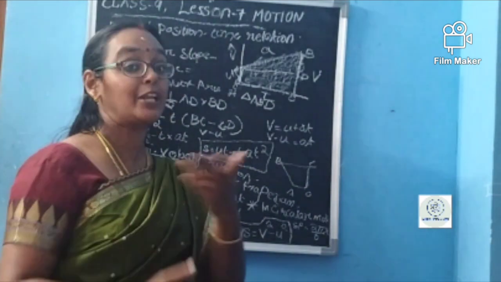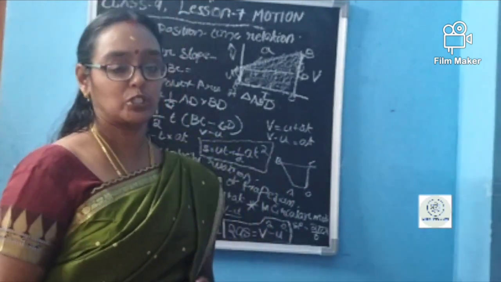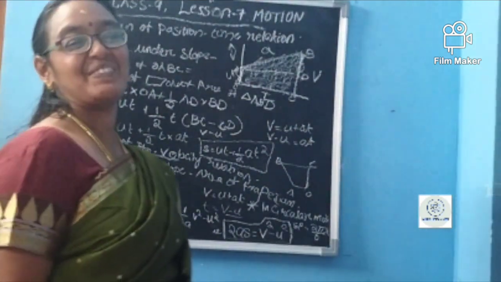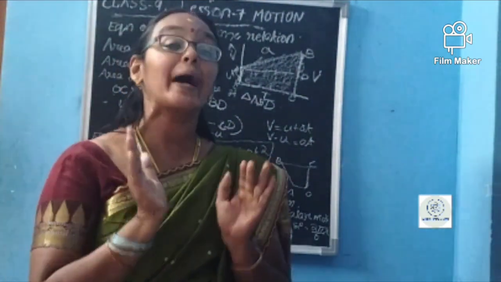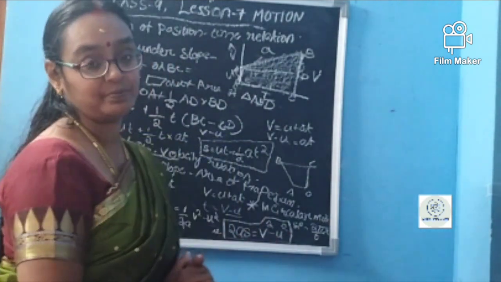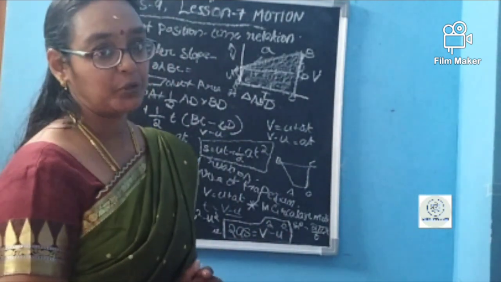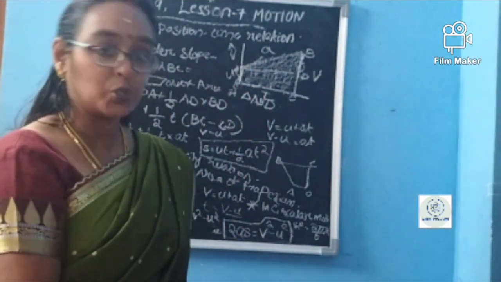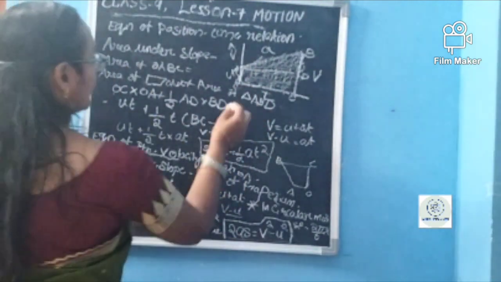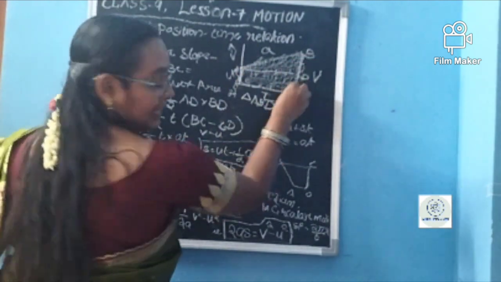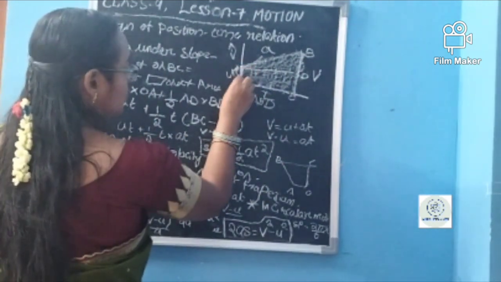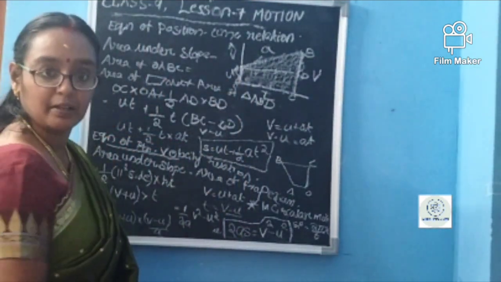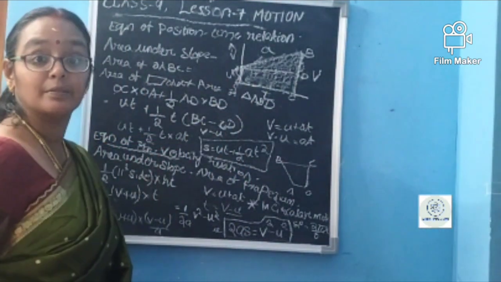So what is the area of trapezium? While we are finding the area of trapezium, it's easy to find the equation. What is the area of trapezium? Quick! Area of trapezium is half into sum of the parallel sides into height. What are the parallel sides, Kanna? This side and this side. It is easy. This is u and this is v. Half into (u plus v) into what is the height over here?